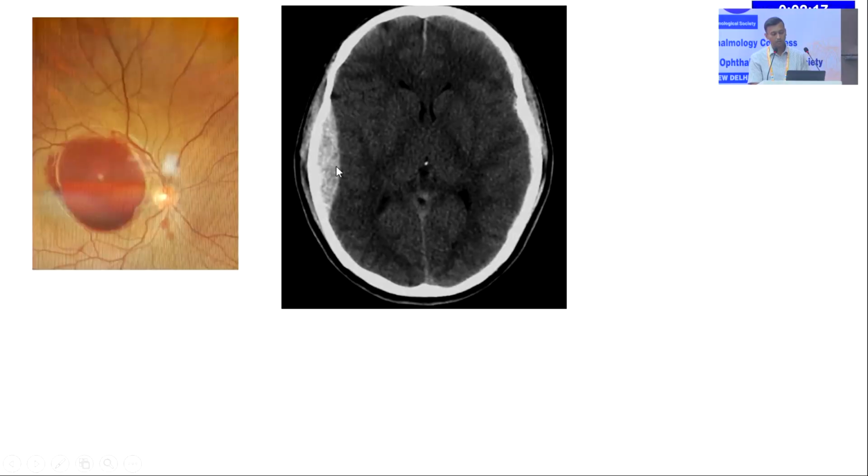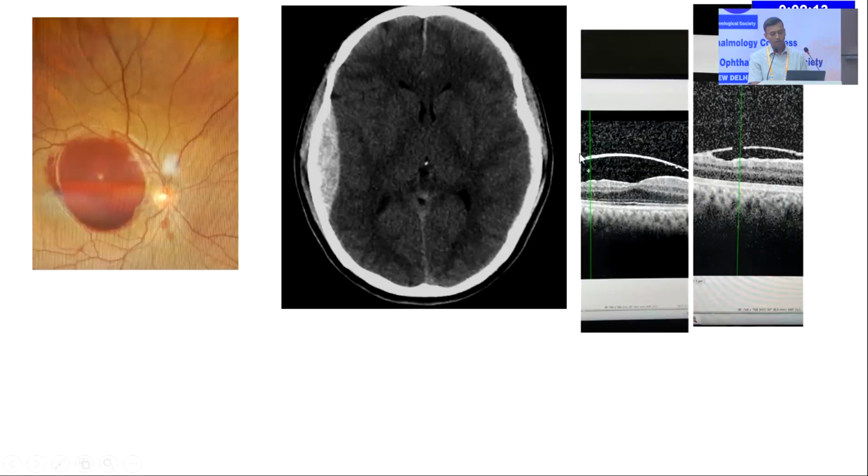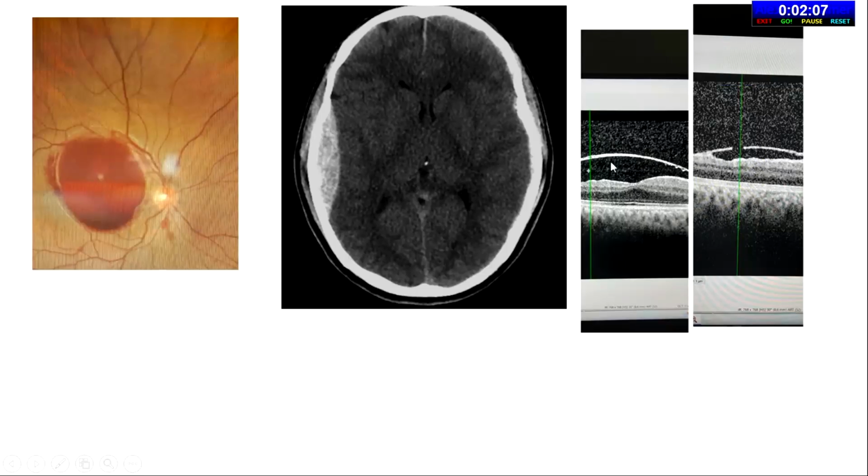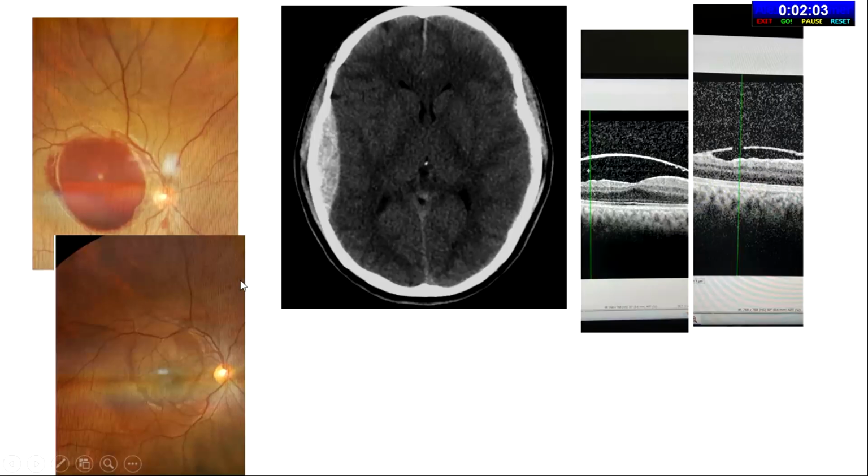He presented with a subhyaloid hemorrhage over the macula. The CT scan showed a subdural hematoma. So we took up the patient, and this is the OCT. There is a detached overlying posterior hyaloid and a subhyaloid hemorrhage. So we did a YAG hyalotomy, which drained out this blood, and finally the blood was cleared out.